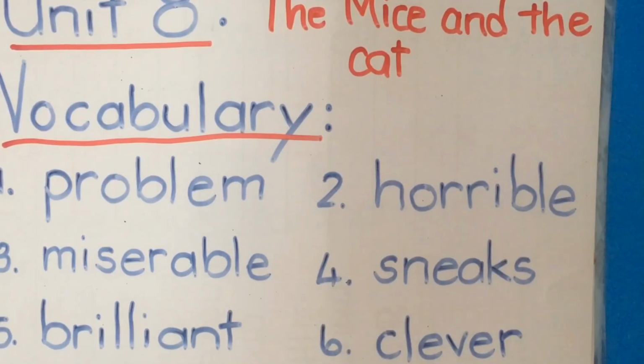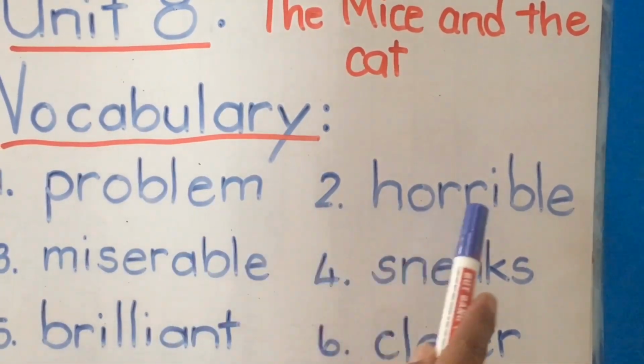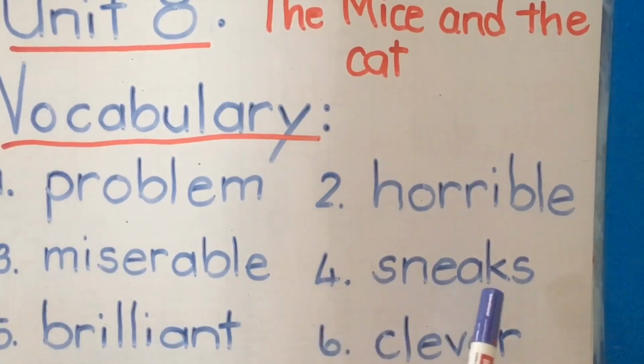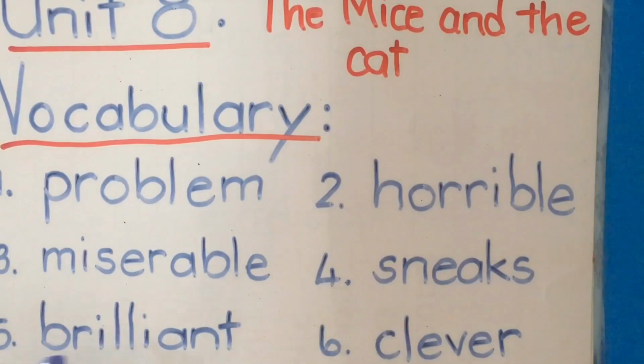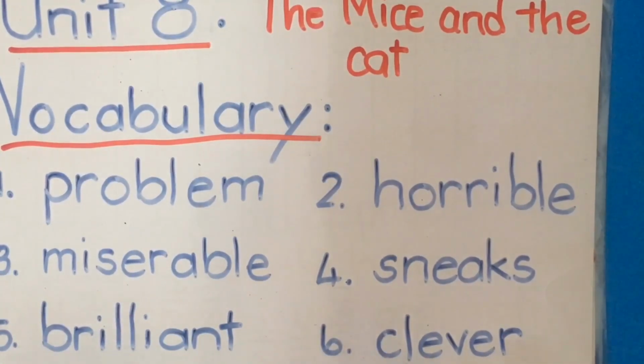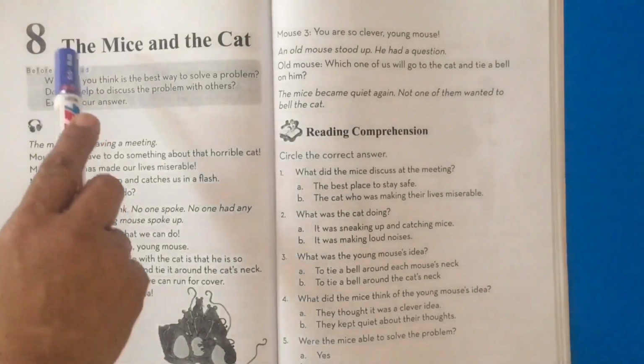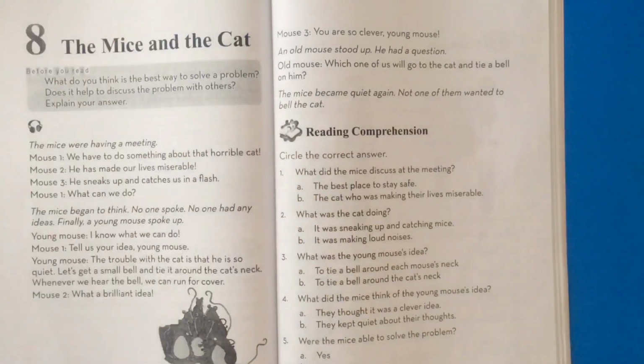Okay, so let us review our words one more time. Number 1, problem. 2, horrible. 3, miserable. 4, sneaks. 5, brilliant. 6, clever. Right? And now that we know the meaning of the words, we can continue with our play script. The mice and the cat.